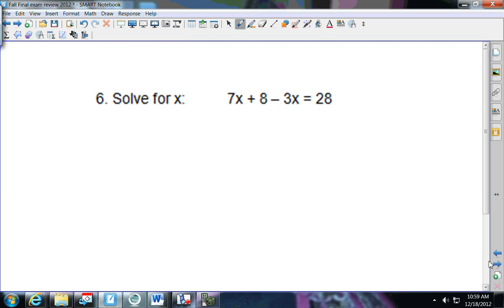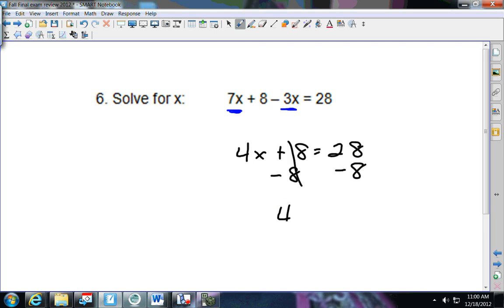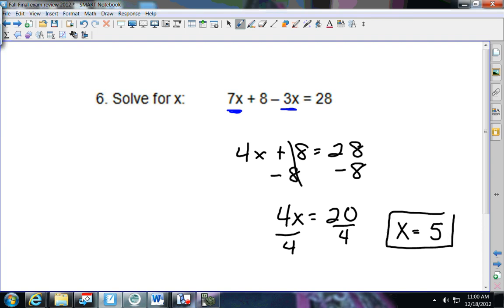Right here, I'm going to put my x's together, and I get 4x plus 8 equals 28. Now I'll move the 8 to the other side, so I'll subtract 8 from each side. I get 4x equals 20. Then I will divide by 4. x equals 5. There's your answer right there.